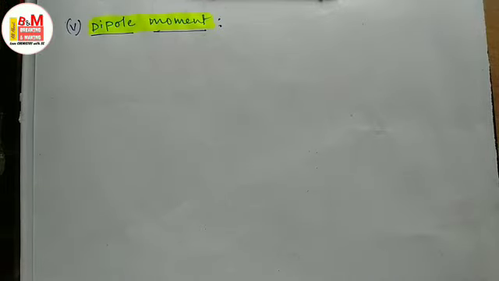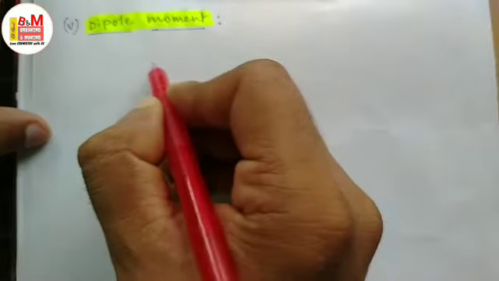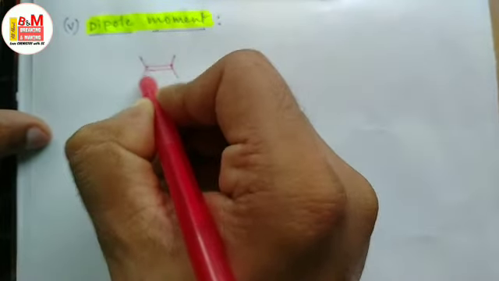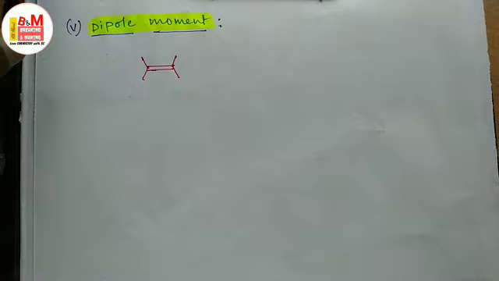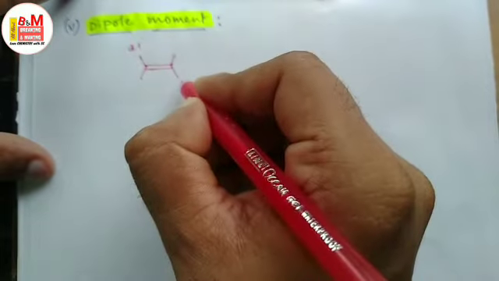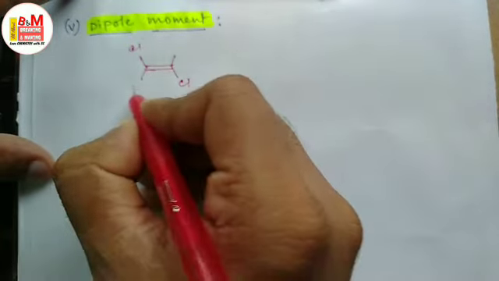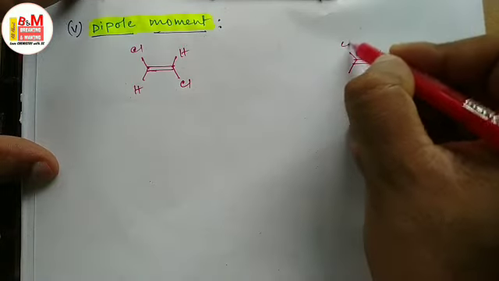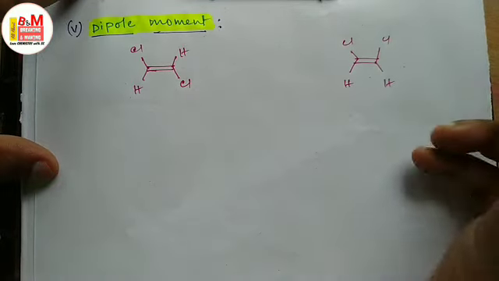Now number 5, dipole moment. It is very obvious that the dipole moment has a strong relation with inductive effect. Now let us consider an example. We all know the structure. This is nothing but ethylene or ethene. So here we have trans 1,2-dichloroethylene, and here we have cis 1,2-dichloroethylene.